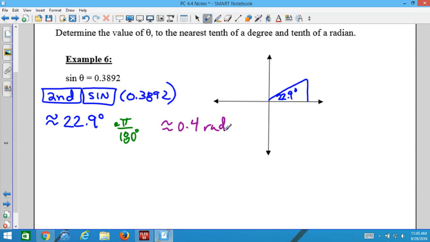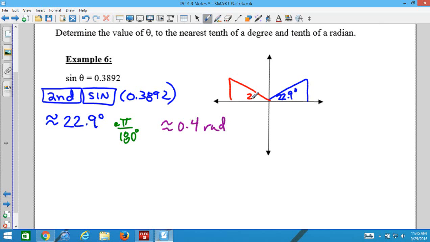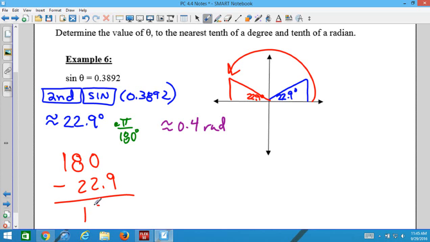Now, the other place that the reference angle is 22.9 is in the second quadrant. That's the other place. But we have to find what terminal side angle put us there. So how would I find it? I'm going to take 180, and then I'm going to subtract 22.9, and I'm going to get 157.1 degrees. That's how I know the other angle.